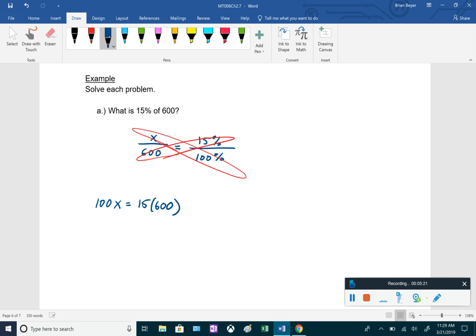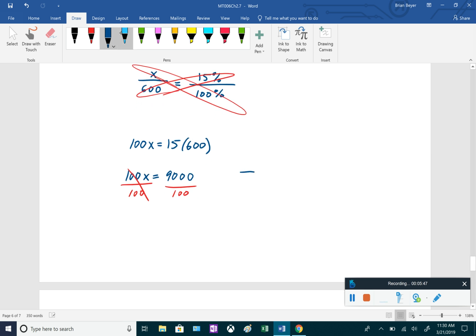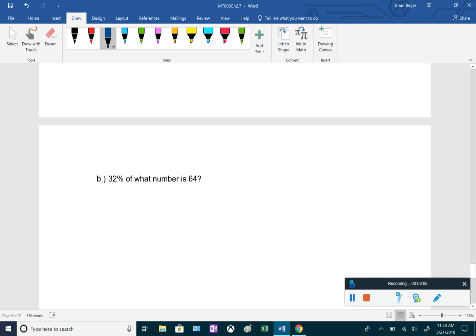Once again, I'm leaving out the units, leaving out the percent. So 100X is going to equal 9,000. We divide both sides by 100. It cancels over here, and we're going to get X equals 90. So that means that 90 is 15% of 600. You should think to yourself, does that answer make sense? And sure, that answer does seem to make sense. We didn't get some crazy number. Okay, let's do a couple more here.